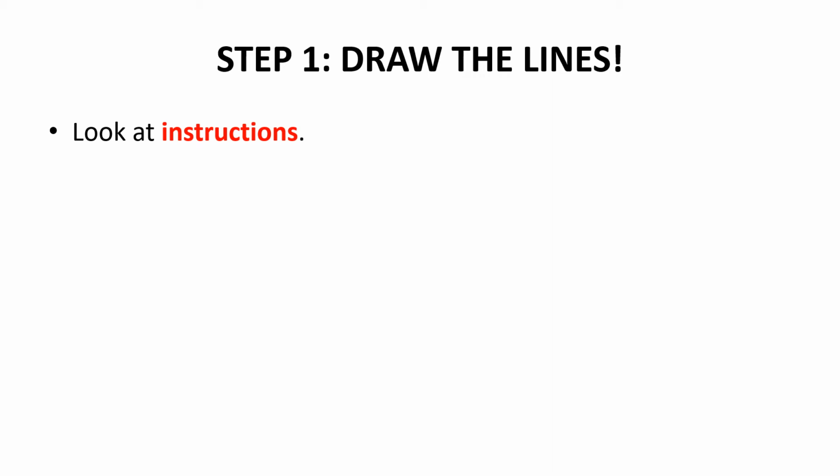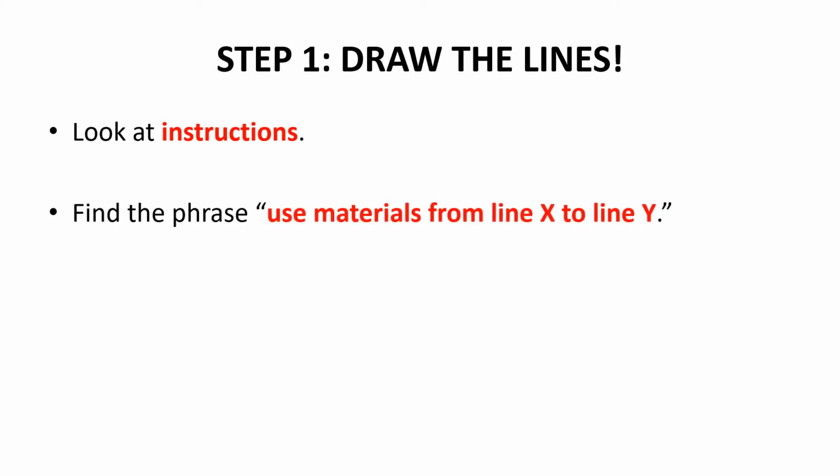Remember earlier, for question number 31, the summary question, I told you that there is one part where the instructions are. Yes, first we will look at the instructions. And what do we need to look at? You will find the phrase use materials from line X to line Y. X and Y here will be numbers, because different questions will ask you to look at different lines.